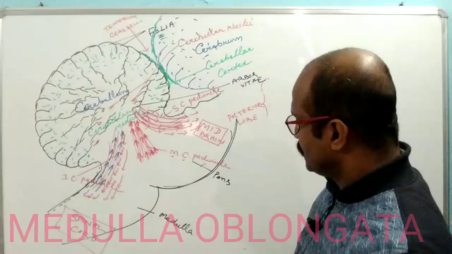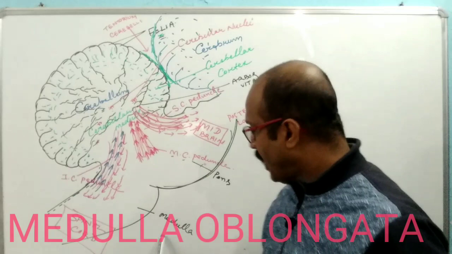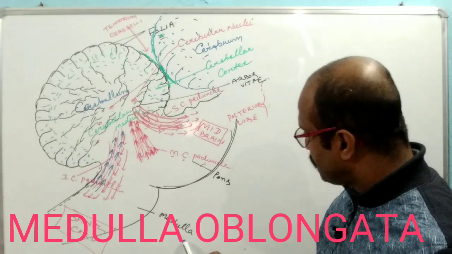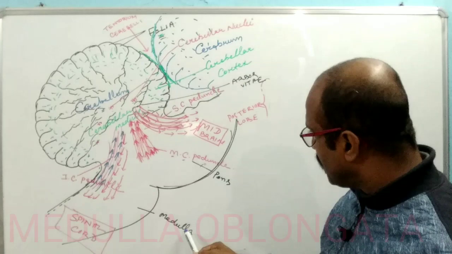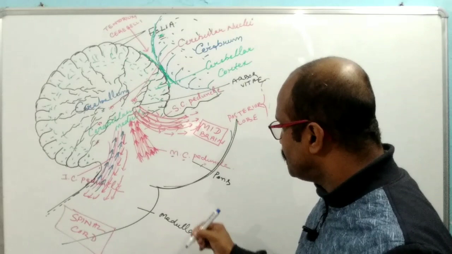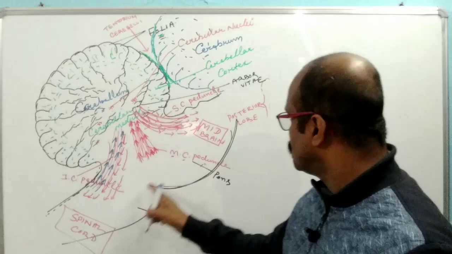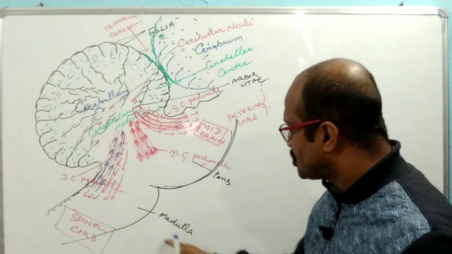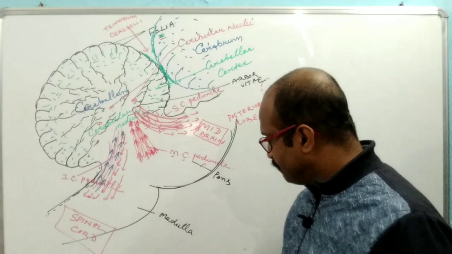Now come to the medulla. So this is the medulla oblongata. It is pyramidal in shape. The medulla oblongata is present inferior to the pons and superior to the spinal cord. And the medulla oblongata forms the continuous bridge from the spinal cord to the pons; this is the connection of the spinal cord with the brain or the brain stem.